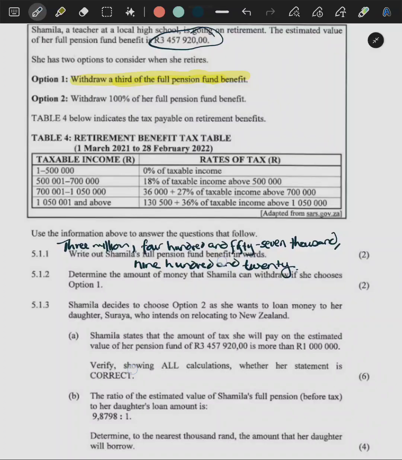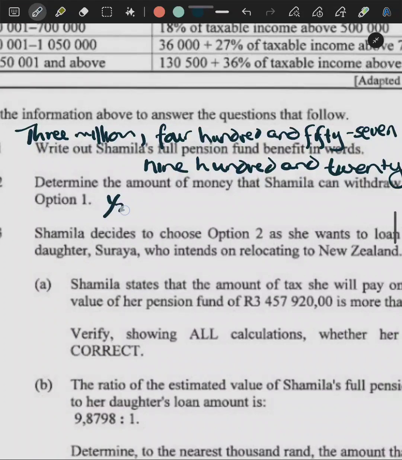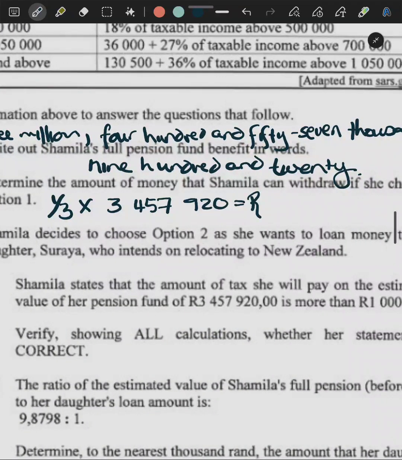So all we're going to do is say, let's make it a bit larger here. What is 1/3 of, in maths "of" is always multiplication, so 1/3 of 3,457,920. And you can pop that into a calculator. You could have also divided by 3. It's the same thing. You're going to get 1,152,640. Okay.